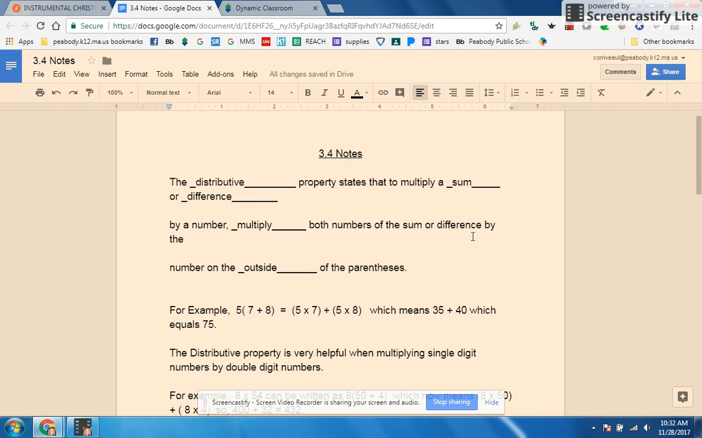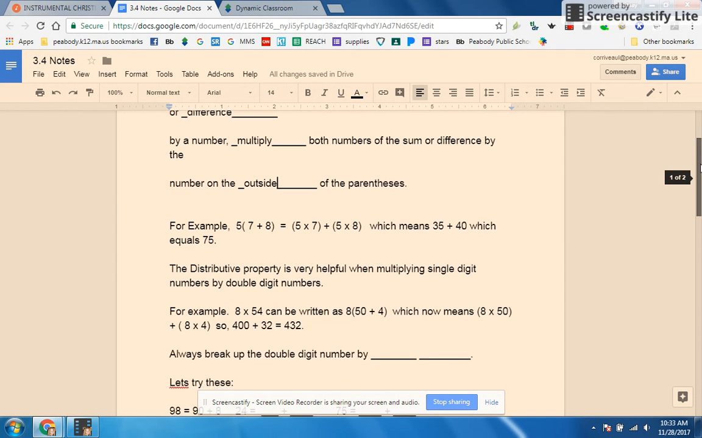The distributive property states that to multiply a sum or difference, so adding or subtracting, by a number, multiply both numbers of the sum or difference by the number on the outside of the parentheses. Now, that seems really confusing when you first hear it, but I swear it's going to be really easy when we start doing this.